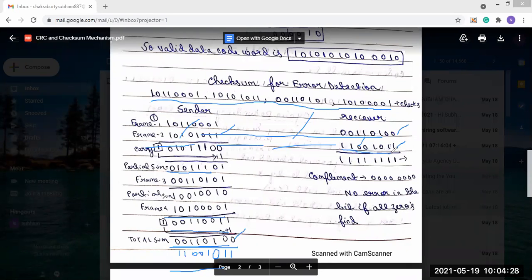So what will we get? 1 1 1, each bit is 1. After adding this, we get all ones. Here also we have to take the ones complement. Taking the ones complement, we get all zeros. If we get all zeros, that means there is no error. So this is the form of the checksum.